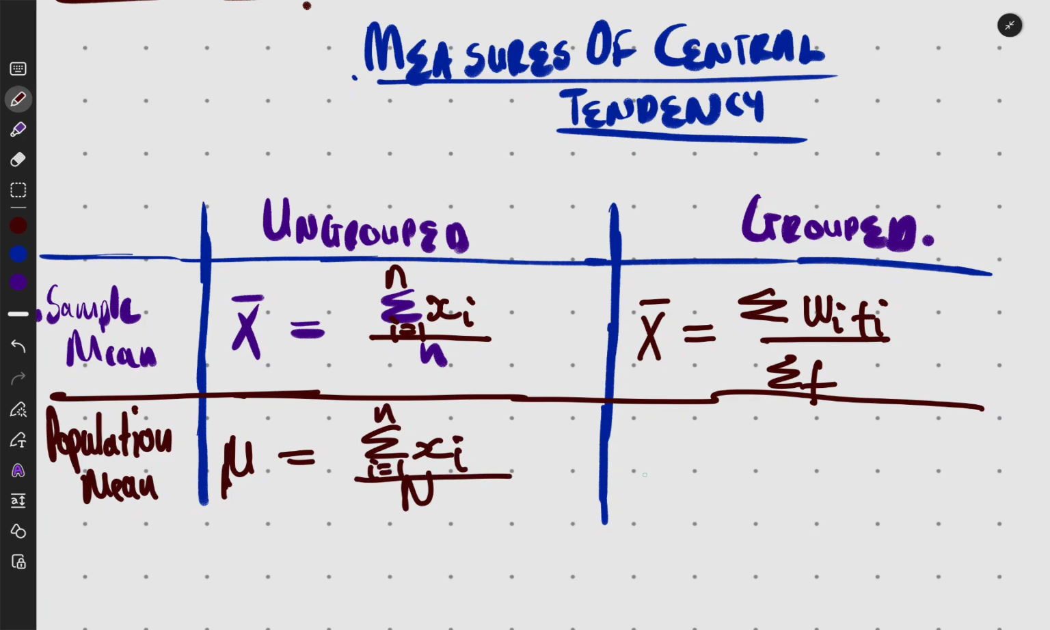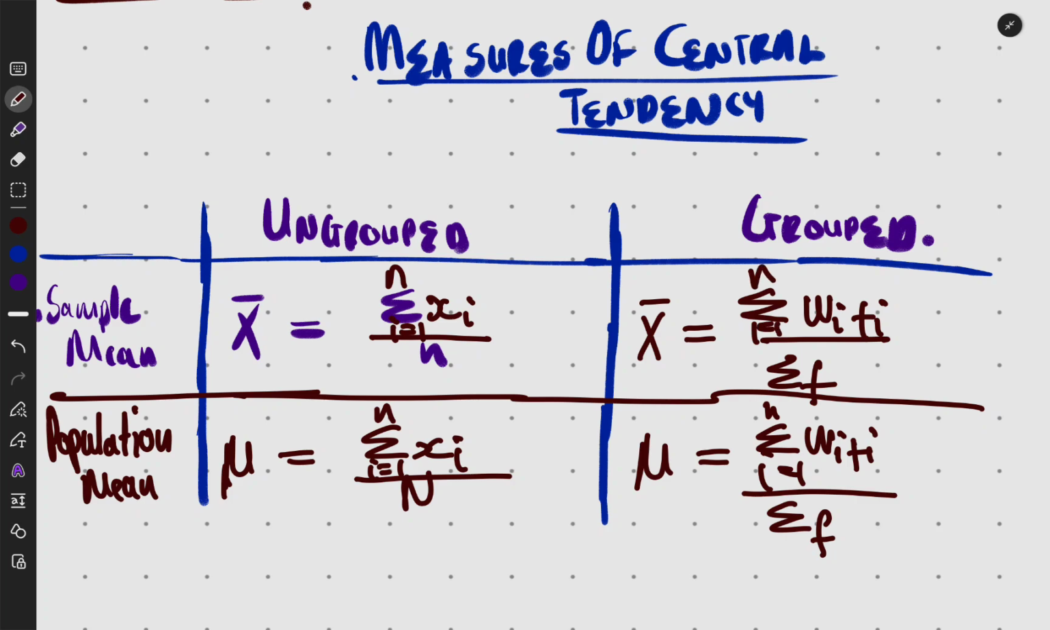Then this is going to be, now, the sigma again. This is going to be the summation of wf over the summation of f. This is from 1 up to n. Now, this is what we are going to do, and this is what we have.